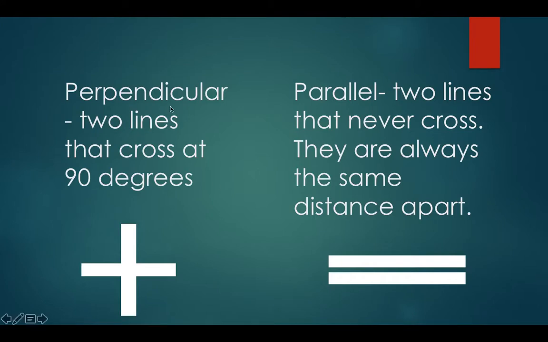Just a quick review of perpendicular versus parallel. Perpendicular is two lines that cross at 90-degree angles. They cross at 90 degrees here. Perfect squares. Parallel would be two lines that never, ever cross. They're always the same distance apart. You can be not parallel and not perpendicular. We can have lines that cross at angles that are not 90 degrees.